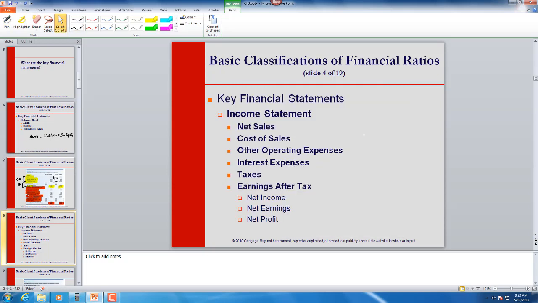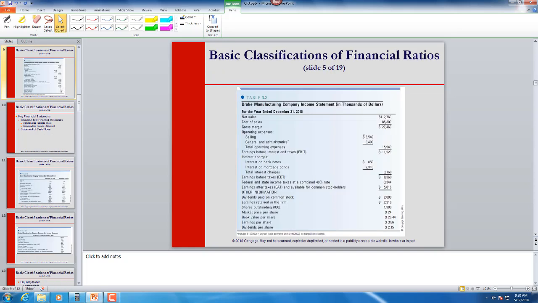The other important statements are the income statement, where you see net sales, cost of sales, other operating expenses, interest expenses, all these things. One of the funny things about the income statement you must realize is there is almost always only one incoming thing. Net sales is the only positive cash inflow. Everything else is an expense. You deduct from there.